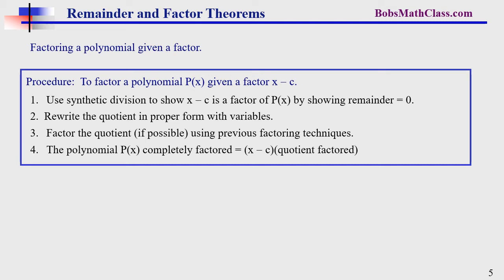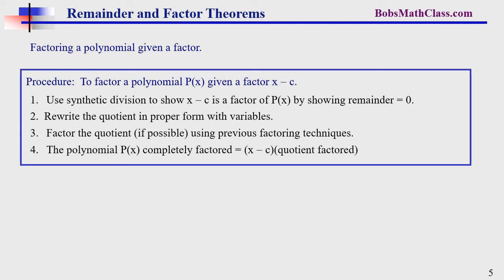Okay, so now we're going to talk about factoring a polynomial given a factor. So given that we have a factor x minus c, we're going to factor this polynomial. So step 1 is we're going to use synthetic division to show that it is a factor by showing the remainder is 0. So don't evaluate it by just plugging in c. Use the synthetic division.